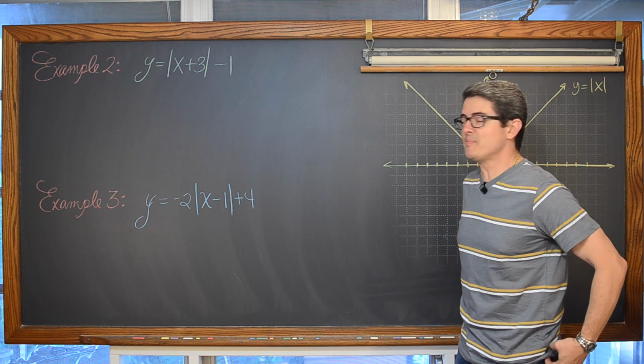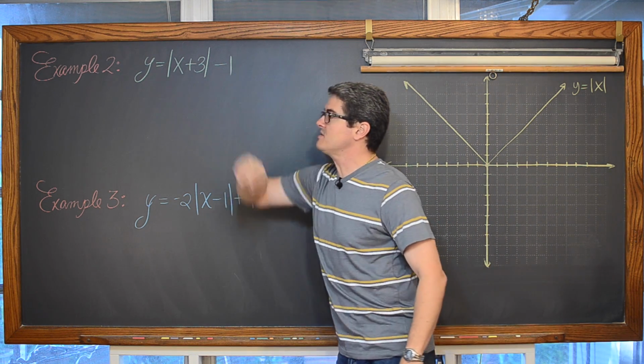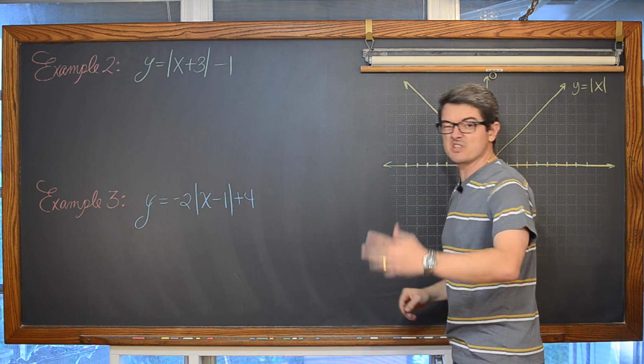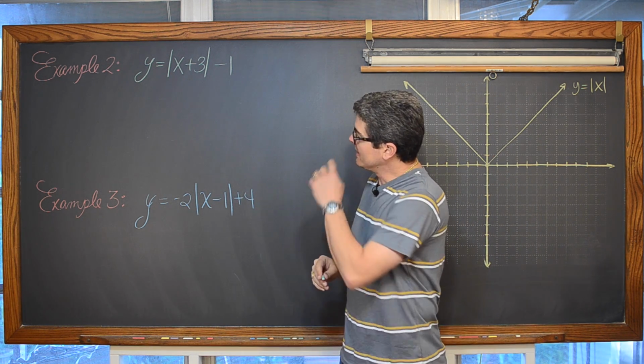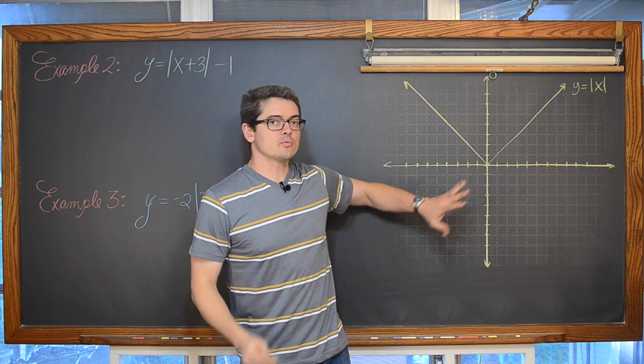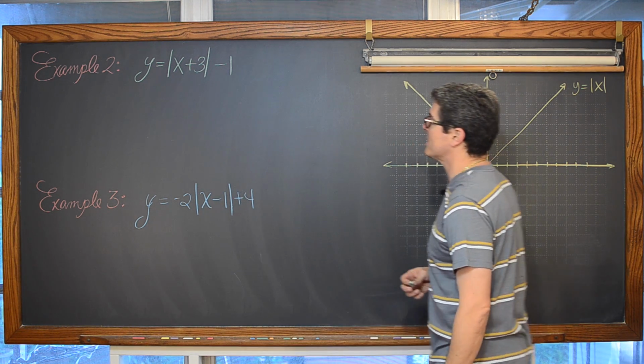So for our next two examples, we are going to first sketch y is equal to the absolute value of x plus 3, minus 1. And we've got our parent function up here just so we can see the movement with our transformation.